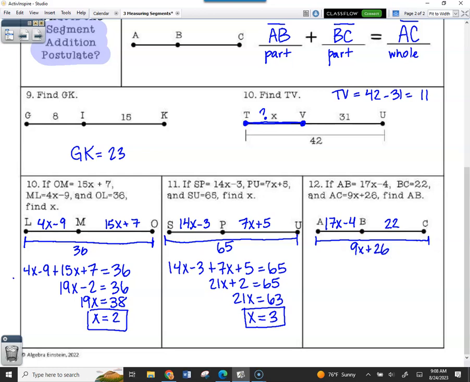Did you label number 12 like that? And did you put a question mark here? So if we're trying to find the length of AB, first of all, we know the expression for it is 17x minus 4. That means we need to know x. So we're going to set up an equation. We've got part plus part equals whole.